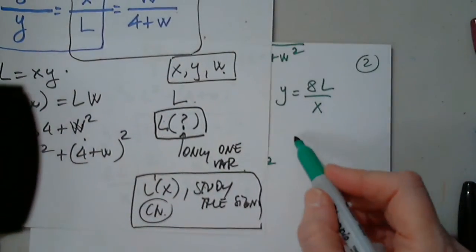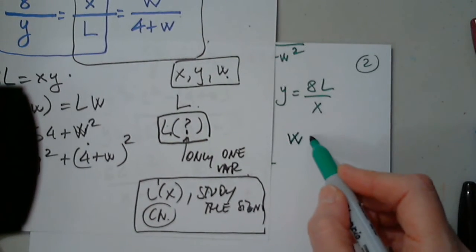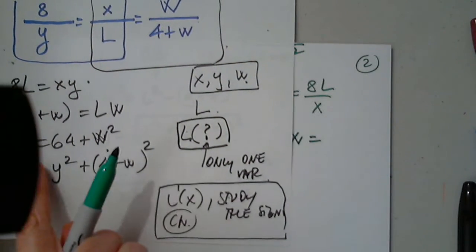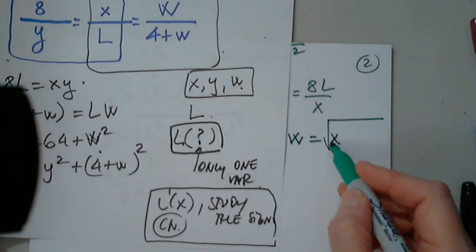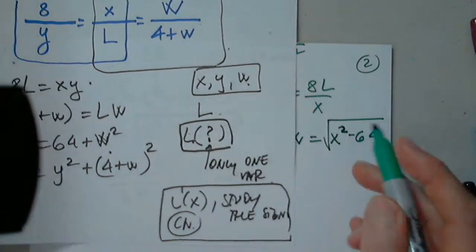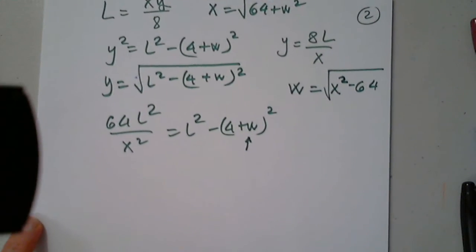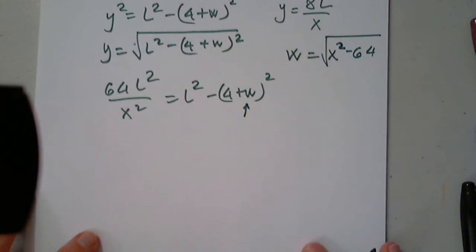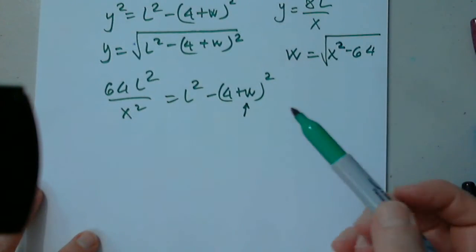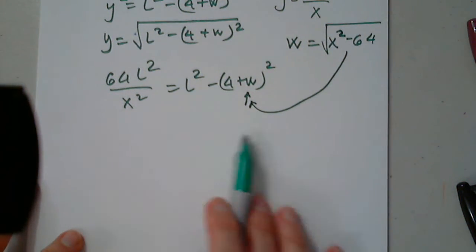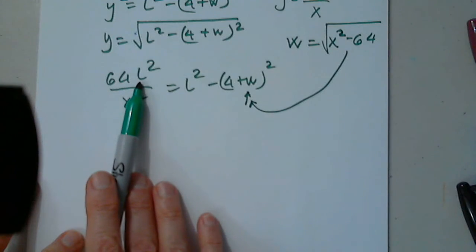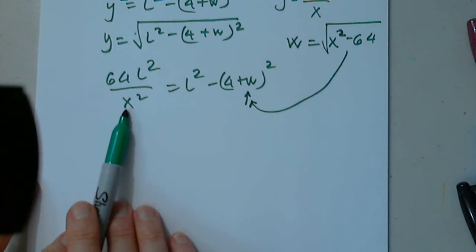Okay. So we'll see. Hopefully that's the key. So W squared equals this, W equals the square root of X squared minus 64. Okay, so let's see if that does the trick. Yeah, it's complicated, but it will do the trick. Okay. So now I finally have an equation with the function and only one variable.